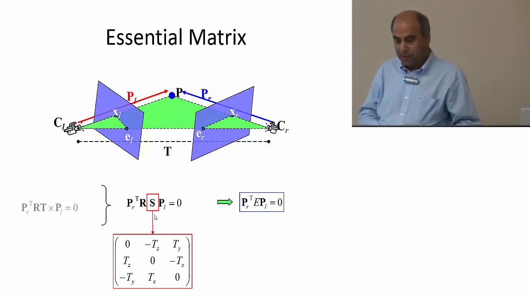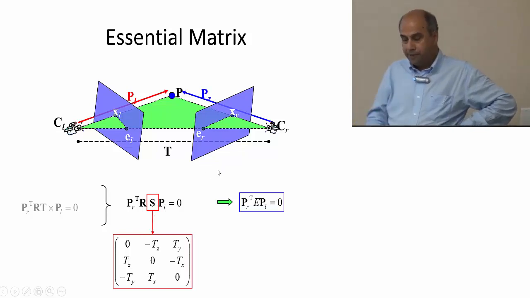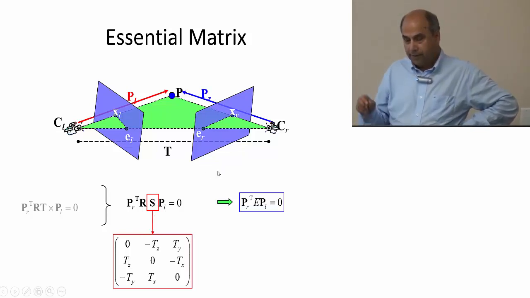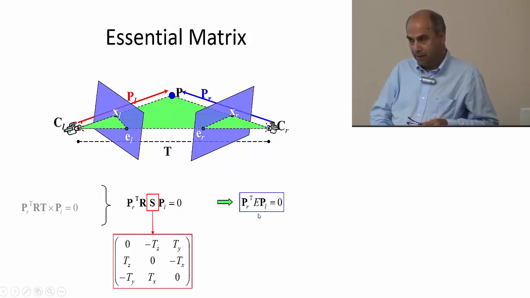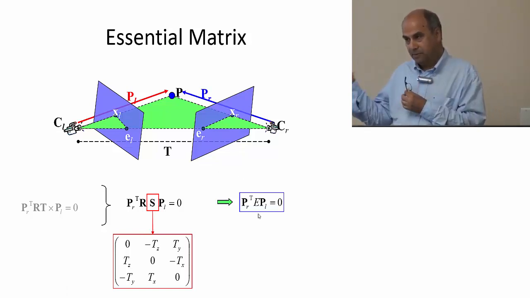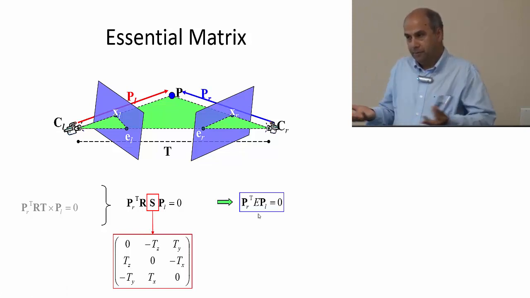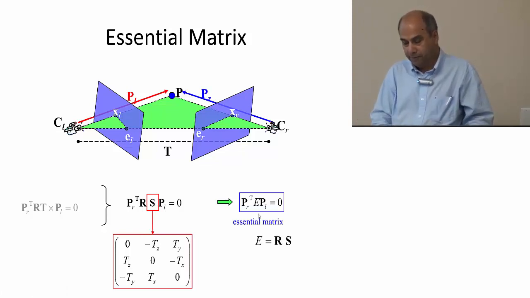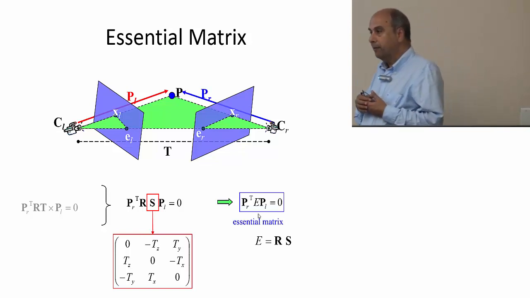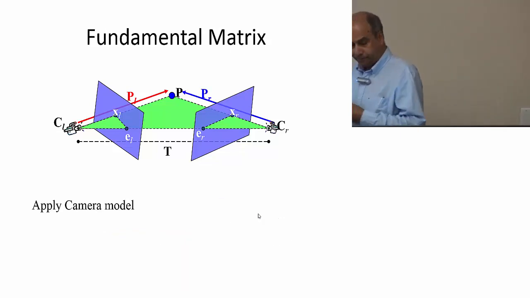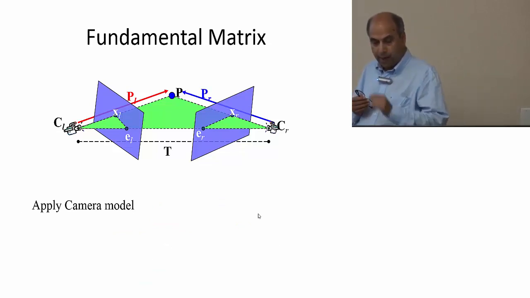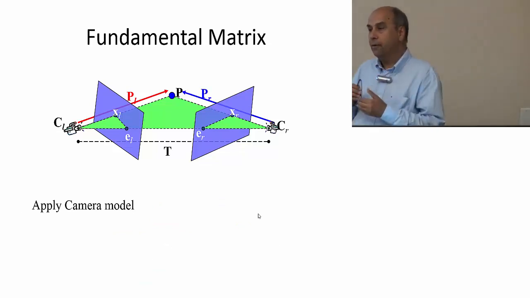So this has to be zero, which means if I take a point with respect to the left coordinate system and a point with respect to the right coordinate system, and I know this R matrix, then multiplying these has to give zero. The geometry is very simple. We just derived it. So the essential matrix is a product of the R rotation matrix and the S matrix, which is made out of the translation vector. Okay, so now we will go further from the essential matrix.